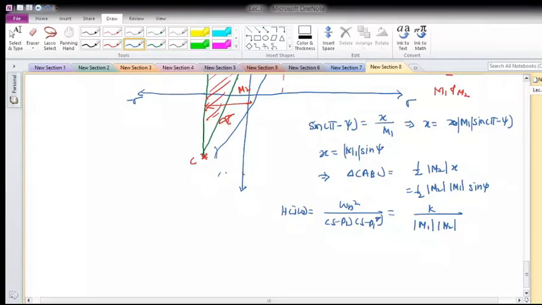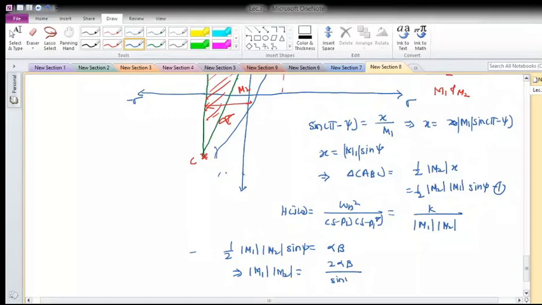Now I will equate this with alpha and beta, so that I can write half m1 m2 into sine psi is equal to alpha beta. And from that I can write in terms of m1 m2: m1 m2 will be equal to 2 times alpha beta over sine psi.